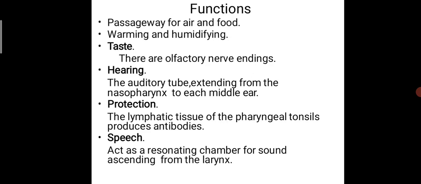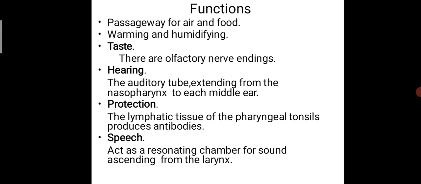What are the functions of this pharynx? It is the common passageway for air. Air enters from the nasopharynx and food enters from the oropharynx. So it is a common passageway for air and food. Then warming and humidification of air. Then this pharynx contains olfactory nerve endings, so it plays an important role in taste. Then hearing: the auditory tube expanded to the ear helps in hearing.